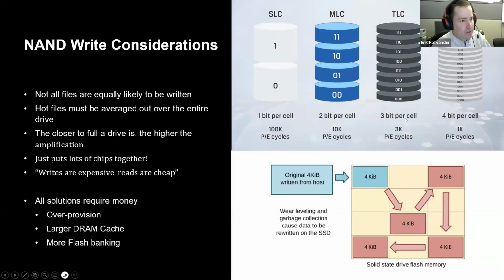So on NAND flash, these are the differences for what we're calling SLC, MLC, TLC, and QLC. And this again is just how many bits we're storing. What we want is digital data, but what we're storing is, so to speak, an analog number of electrons within the gate of a NAND transistor.